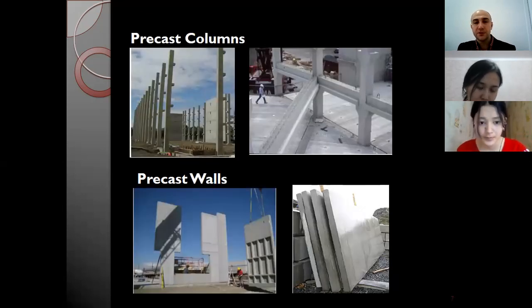Some pictures from the construction site of precast columns and precast walls, showing how they are stored on the construction site. For example, walls should be stored not in a vertical or horizontal position. The right position for storing them is an inclined position.